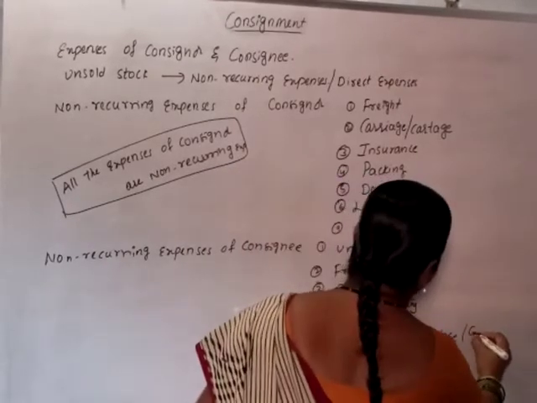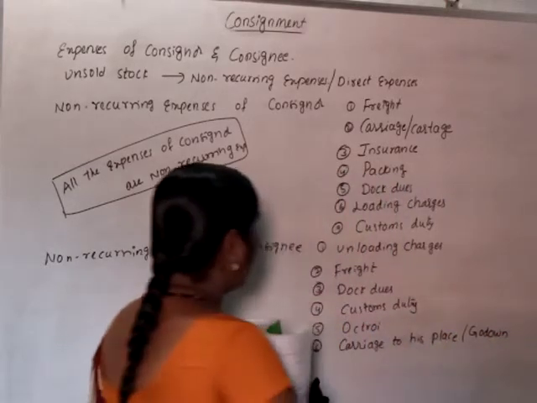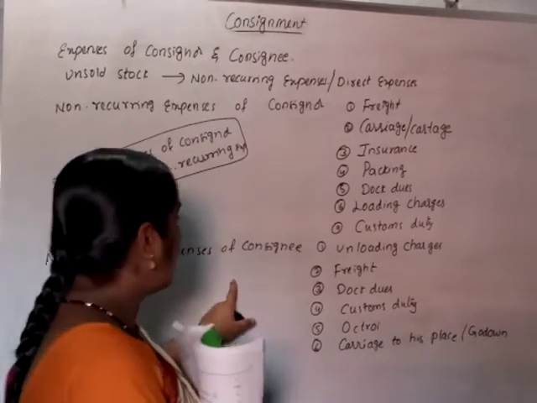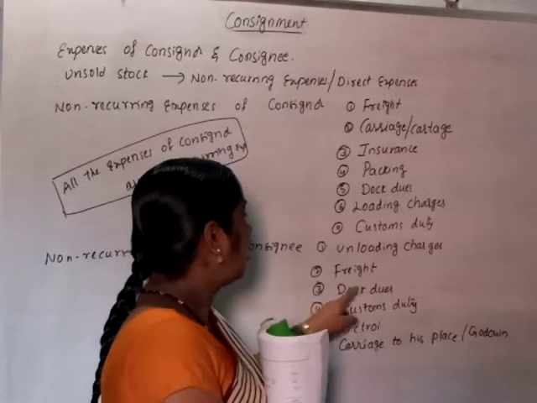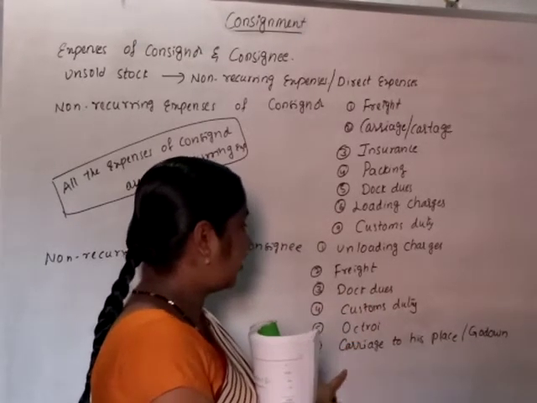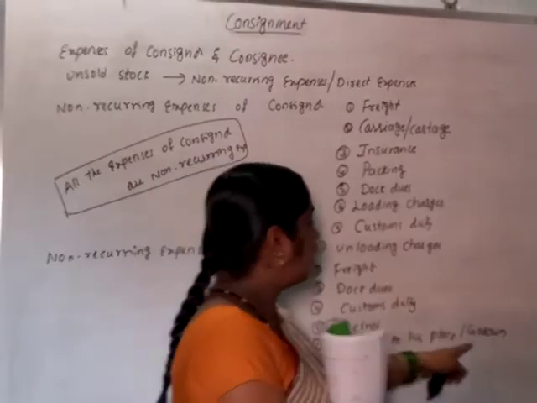Okay, these are the non-recurring expenditure of the consignee. So what are they? Unloading charges, freight, dock dues, customs duties, octroi, carriage to his place or godown.